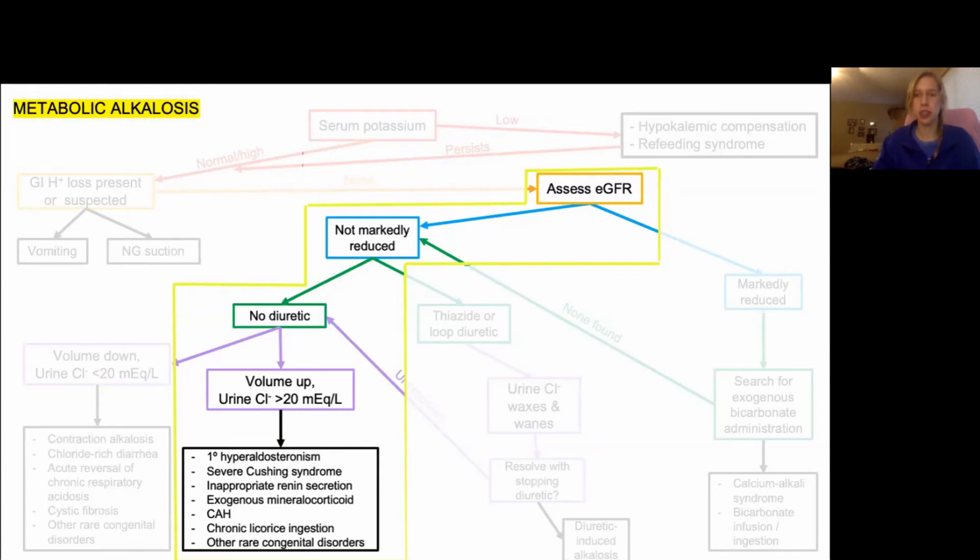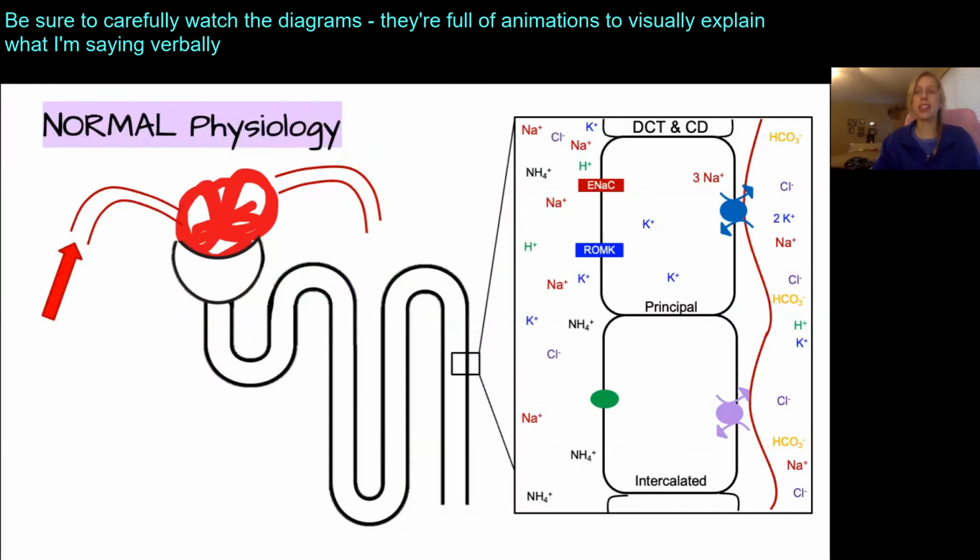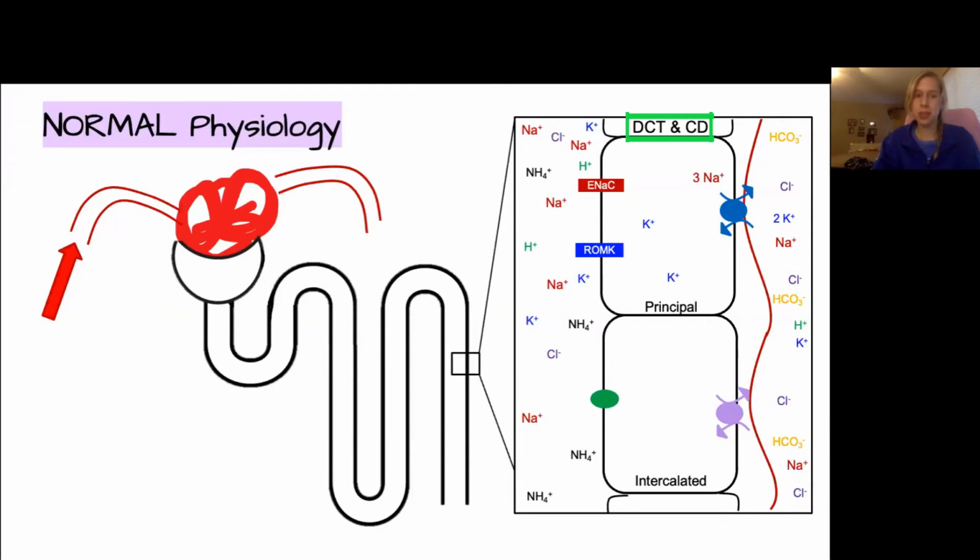Okay, so this is where the physiology really dives into renal physiology, so buckle your seatbelts and we're going to have some fun. So to start off with, we're going to go through the normal physiology. In the distal convoluted tubule and the collecting duct, we have two main broad categories of cells.